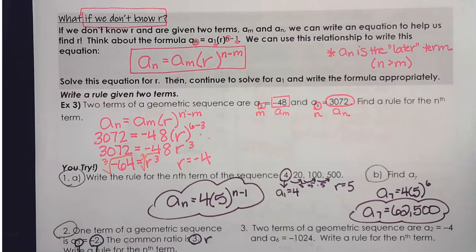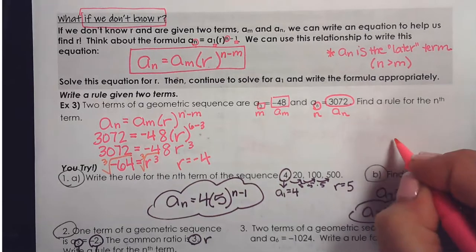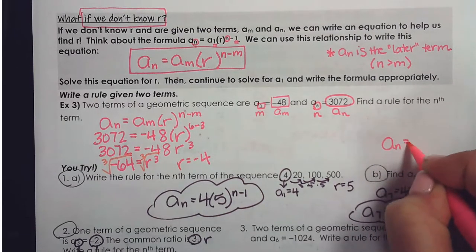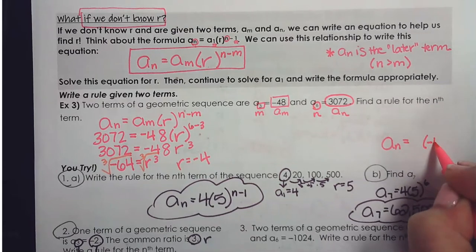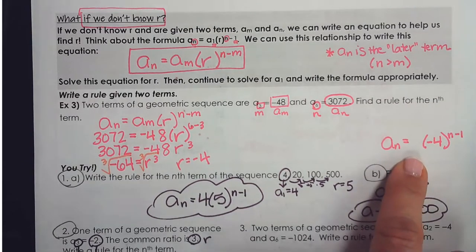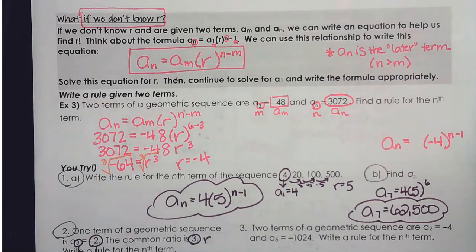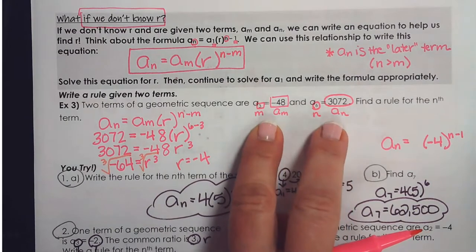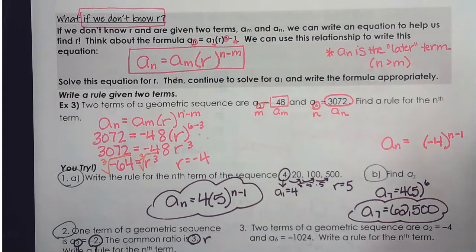Now remember that our rule is a sub n equals a sub 1 times r to the n minus 1. Don't we still have an issue? We don't know what a sub 1 is. But we have the same kind of information that we had earlier. Can't we use one of these terms to help us? Okay, so we can use one of the terms to help us.